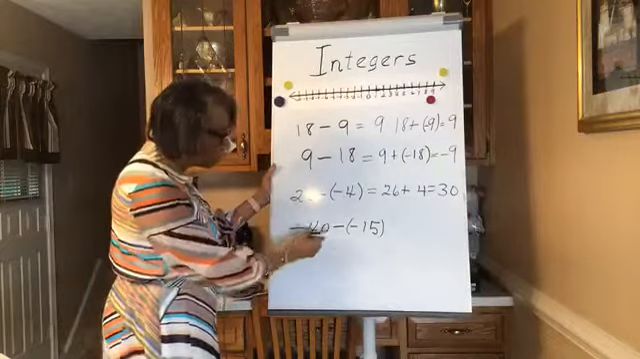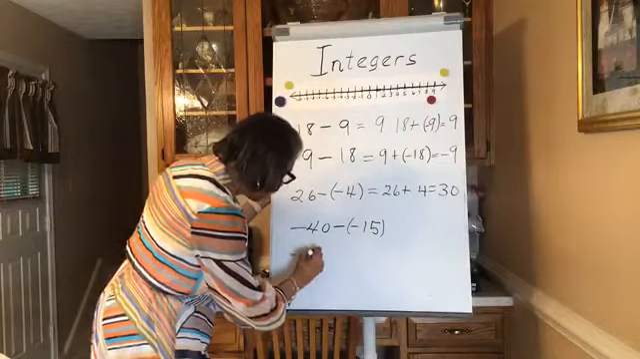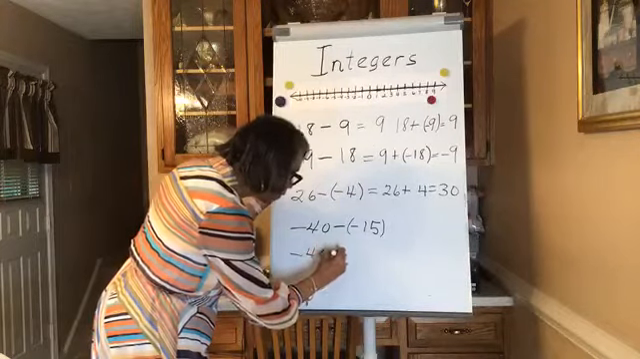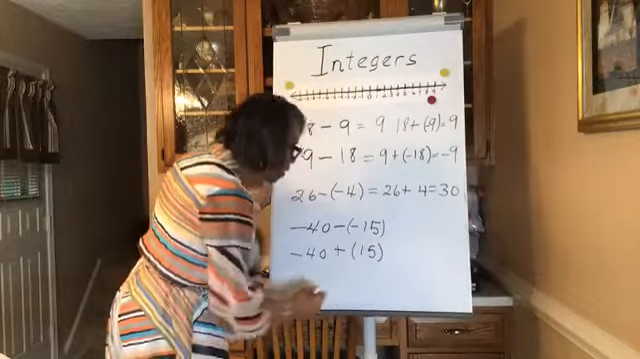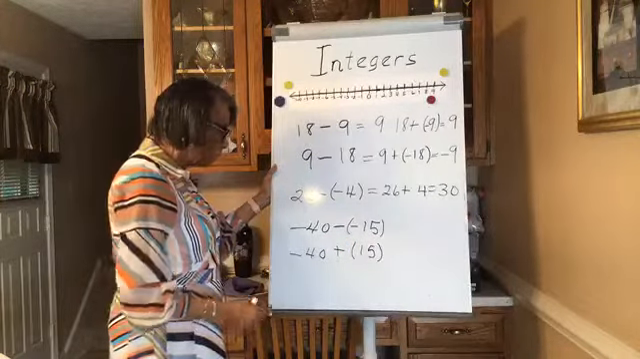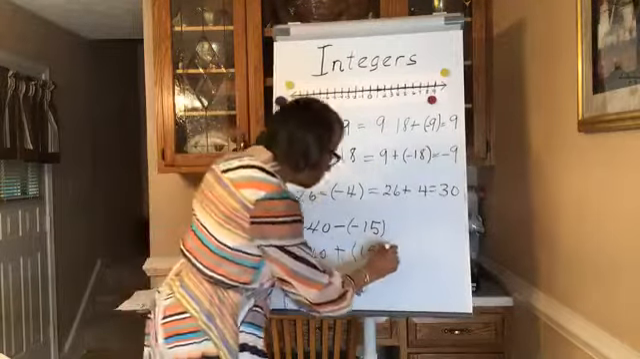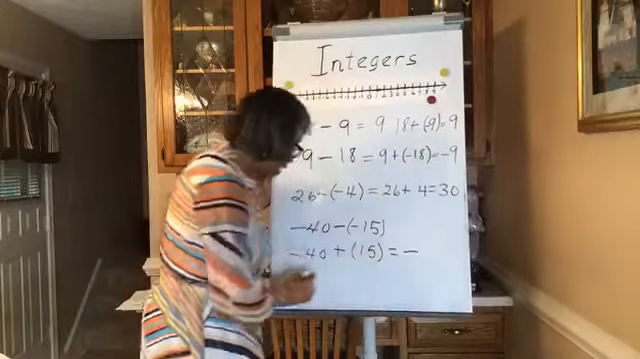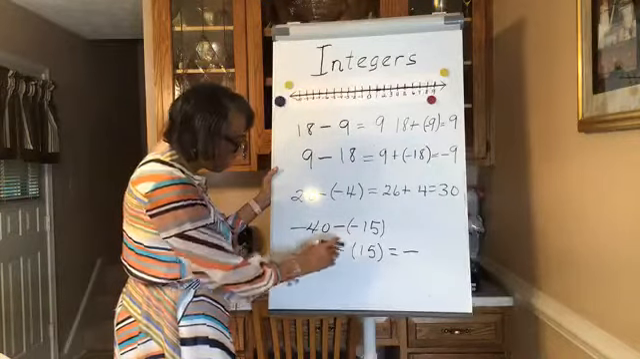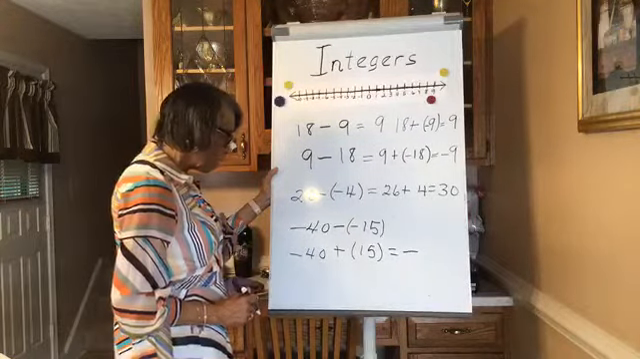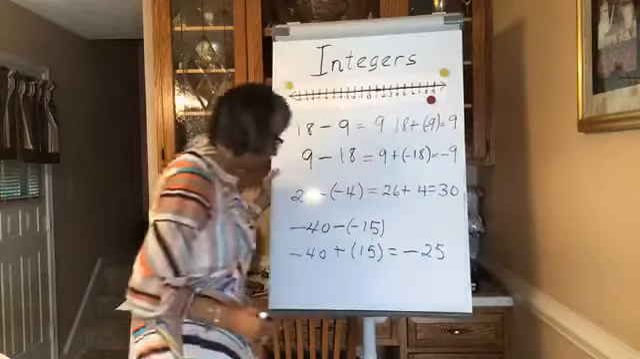And the last one, negative 40 minus negative 15 is negative 40 plus the opposite of negative 15, which is 15. The difference is going to be negative. How do we know that? Because the large absolute value is 40. 40 minus 15. All right, we should have gotten negative 25.